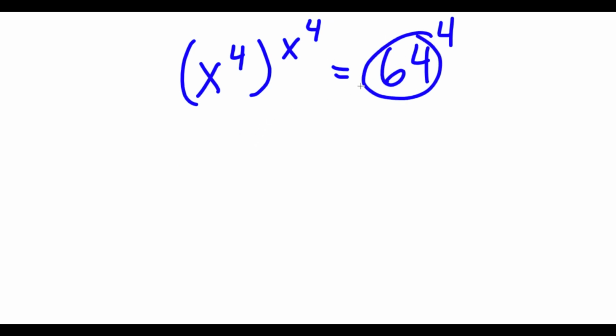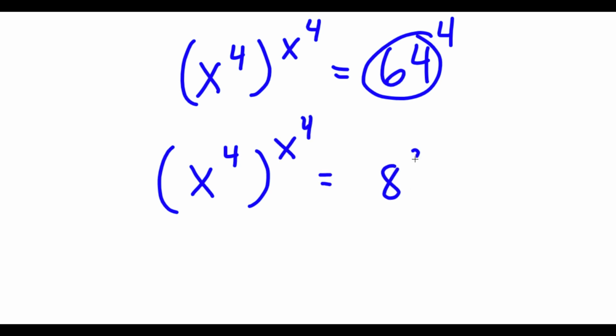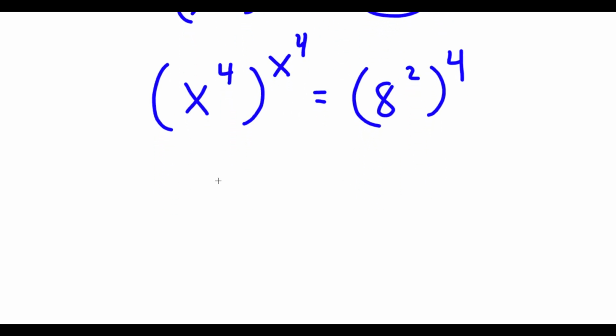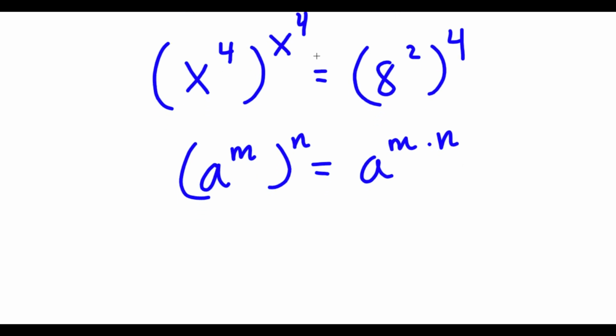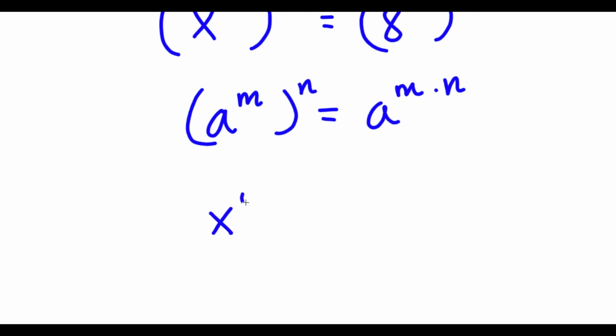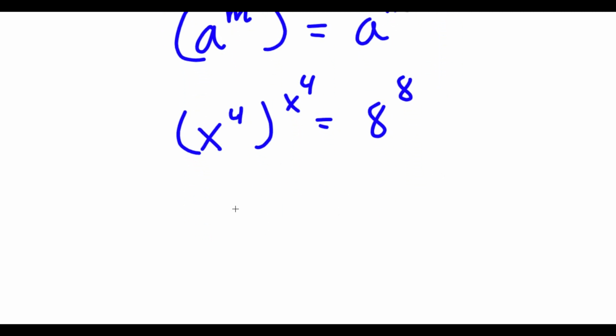Now I'm going to replace 64 with 8 squared. So now I have x to the power of 4 to the power of x to the power of 4 is equal to 8 squared to the power of 4. Now, if I have something in the form a to the power of m to the power of n, this is equal to a to the power of m times n. So a to the power of 2 to the power of 4, that's going to equal a to the power of 2 times 4, which is equal to a to the power of 8. So I have x to the power of 4 to the power of x to the power of 4 is equal to a to the power of 8.